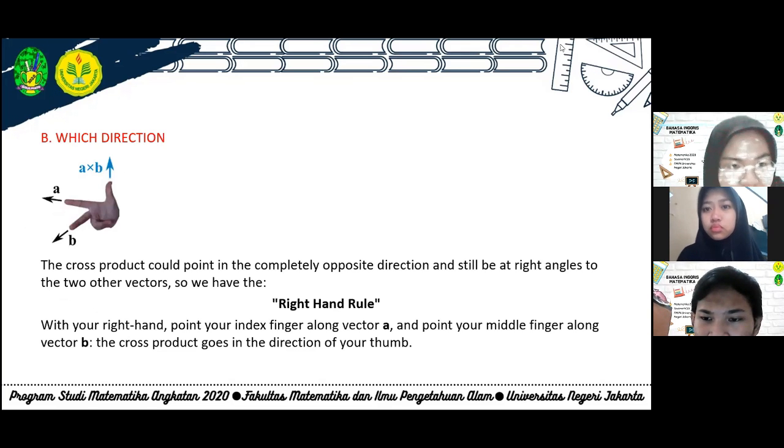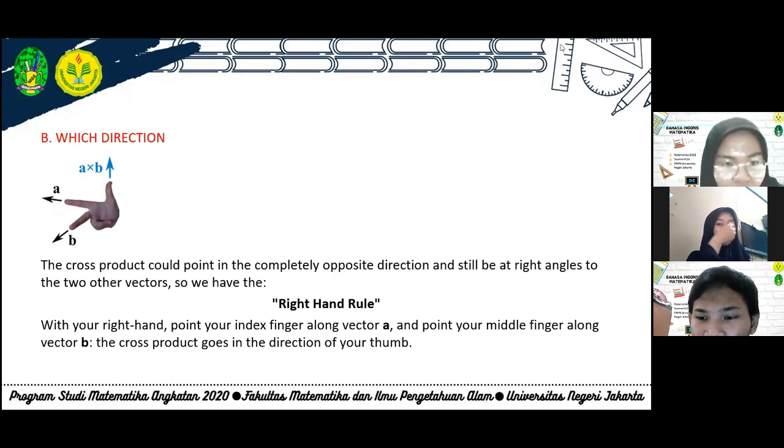Which direction? Here is the picture. The cross product could point in the completely opposite direction and still be at right angles to the two other vectors. So we have the right hand rule. With your right hand, point your index finger along vector A and point your middle finger along vector B. The cross product goes in the direction of your thumb.